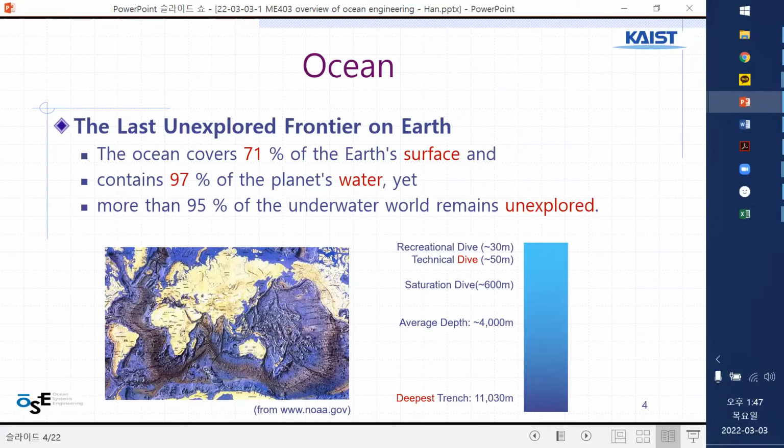So the ocean is the last unexplored frontier. It covers about 70% of the Earth's surface, almost all water, and yet it is unexplored. Many ocean experts are saying that humankind is exploring space more than the ocean. And they are saying it.